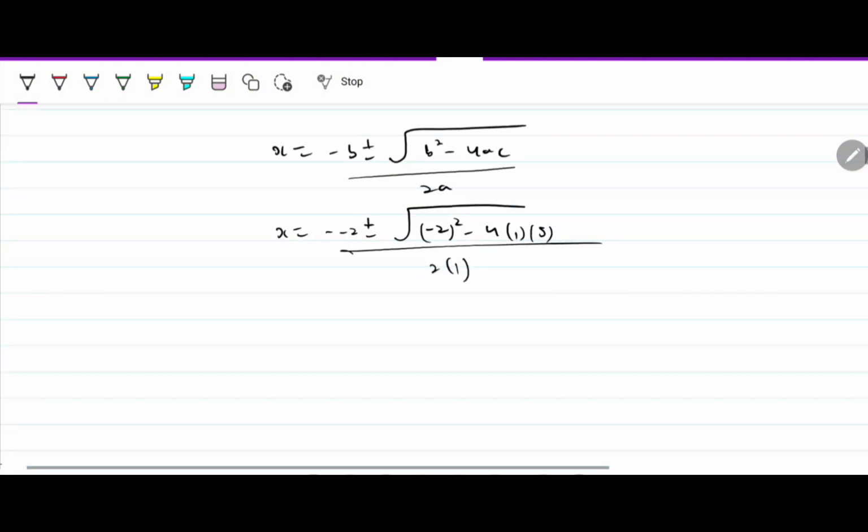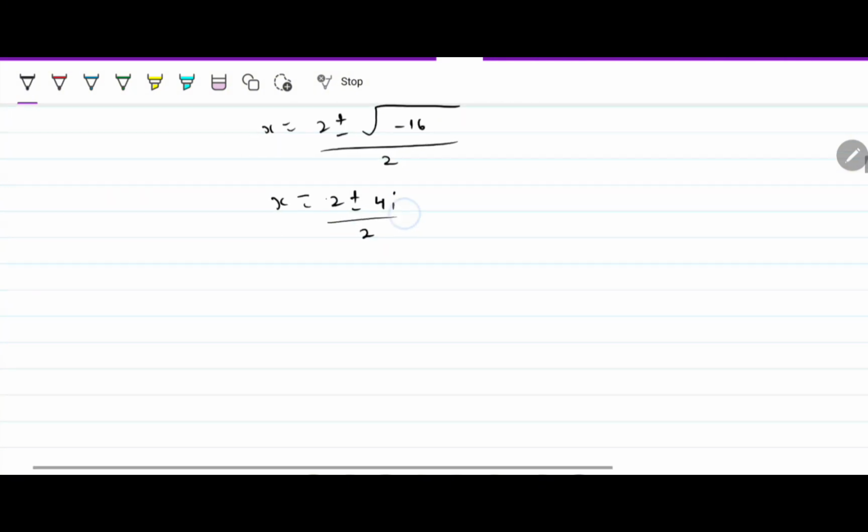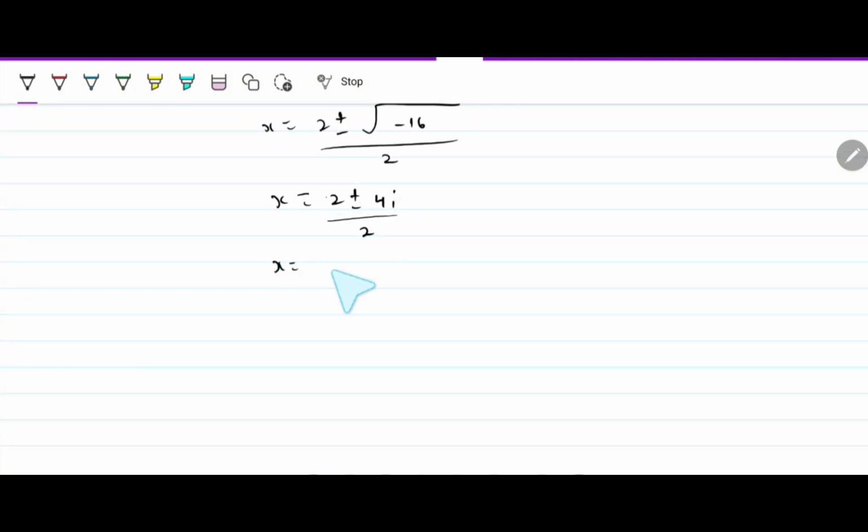A is 1. So x will be equal to positive 2 plus or minus the square root of 4 minus 20. 4 minus 20 is minus 16, all over 2. So x is equal to 2 plus or minus, what is the square root of minus 16? The square root of positive 16 is 4. The square root of negative 16 is 4i. Just remember that. So I can break this up: 2 over 2 plus or minus 4i over 2. This cancels out to give me x is equal to 1 plus or minus 2i.